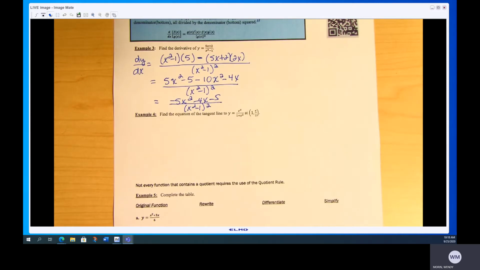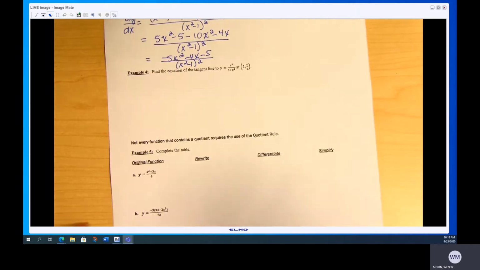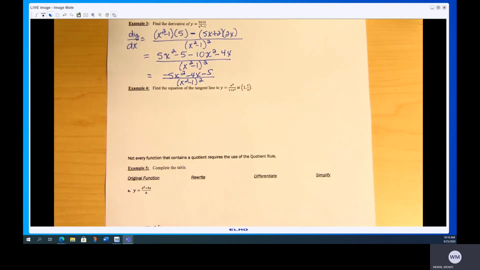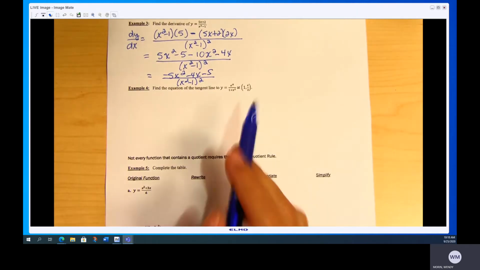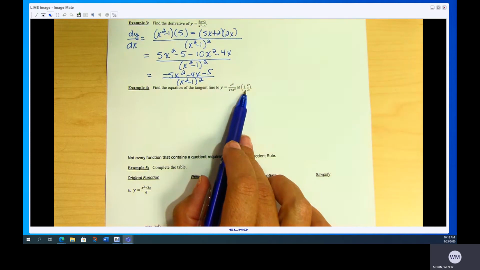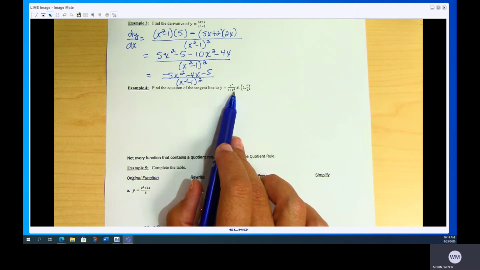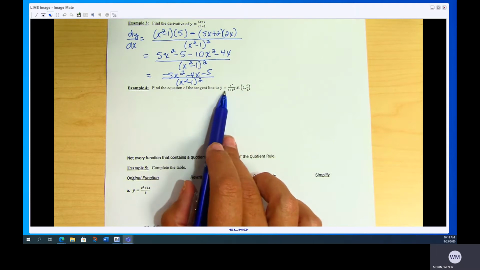Okay, find the equation of a tangent line. Think, what do I need? You have to ask yourself, what do I need to find the equation of a tangent line? And you should say, I need a point, which is right here, and what else? A slope. I need a point and I need a slope. How do we find a slope? What does slope mean in calculus? Tangent line slope. In calculus, what does that mean? It means find the first derivative.